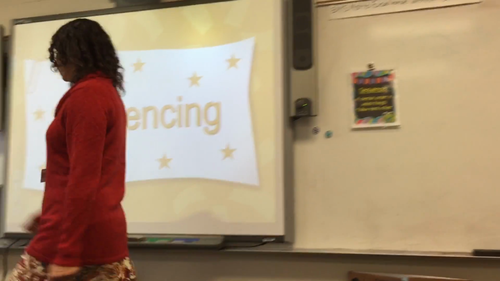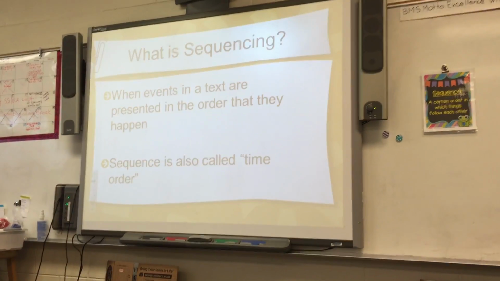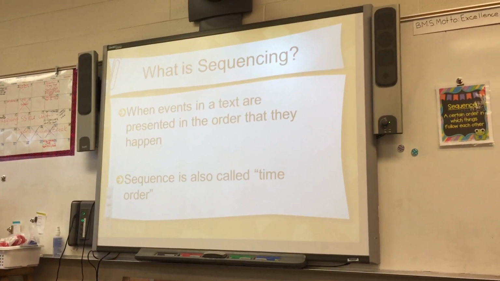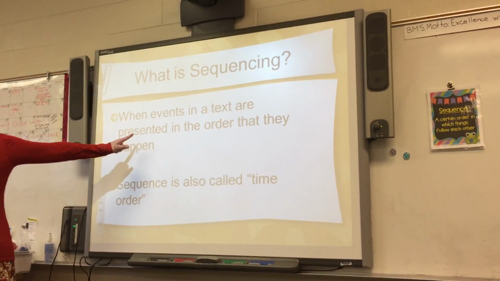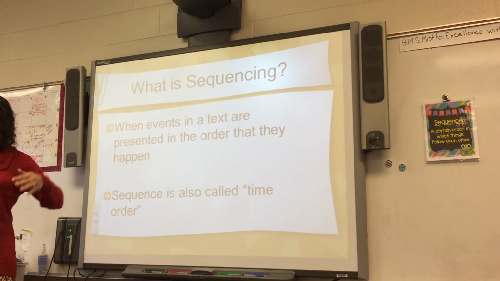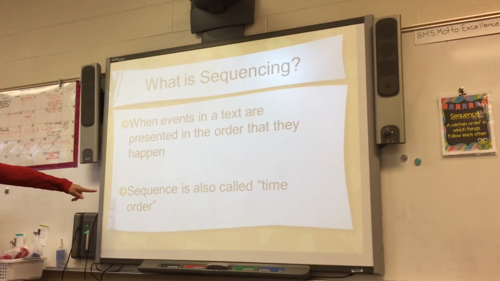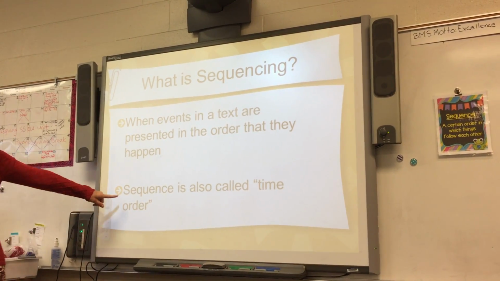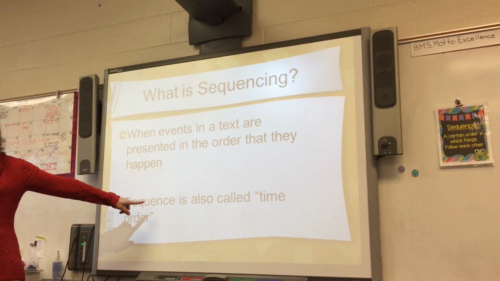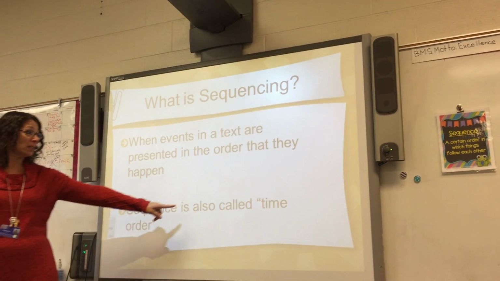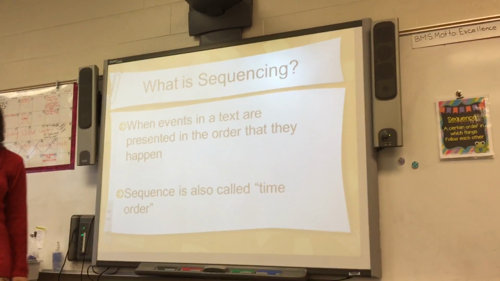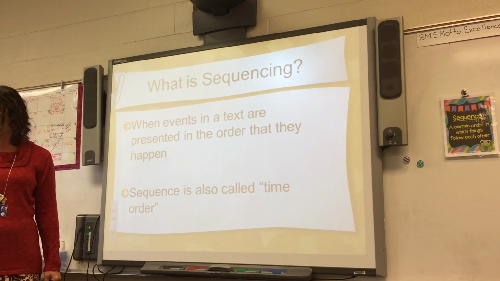Good to move on? Sequencing. When events in a text are presented in the order that they happen, that's sequencing. Sequential order. It is time order. Sequence is also called time order. On your sheet, go ahead and put just a little note to yourself. Sequence equals time order. So that it reminds you. If you don't remember, that'll help you when you're studying.